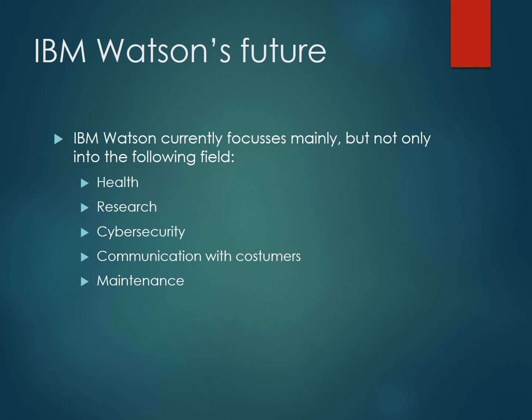The current focus for IBM Watson are the field of health, research, cybersecurity, communication with customer, and maintenance. However, since it's constantly learning, there are way more applications that IBM Watson could be used for in the future. Could you think of some?